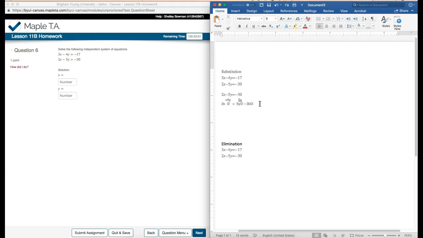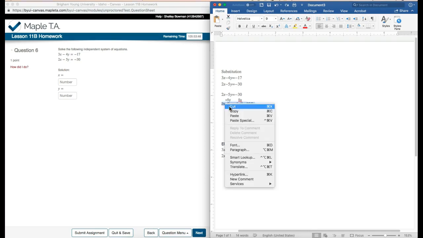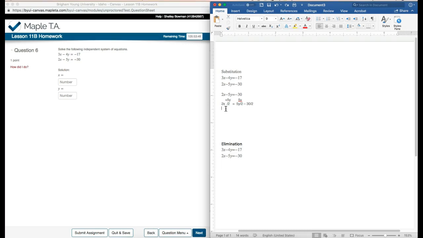Then I'm going to take this one right here and just copy and paste it down here just because. 2 divided by 2 is 1. 1 times x is x. 5y divided by 2, I'm just going to keep it as 5 halves y. And 30 divided by 2 is 15. So now that I have this solved for x, I can take this right here and the other equation, not the same one. If I do the same one, I'll end up with something like negative 30 equals negative 30, and that doesn't help us.